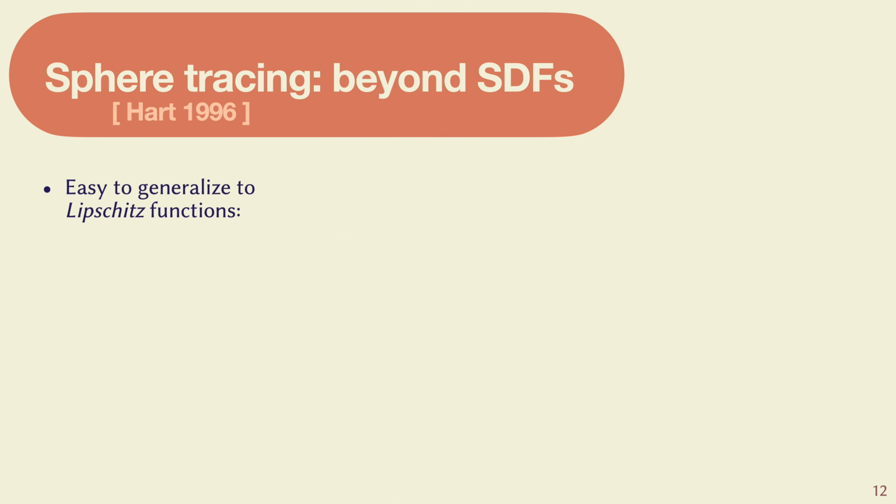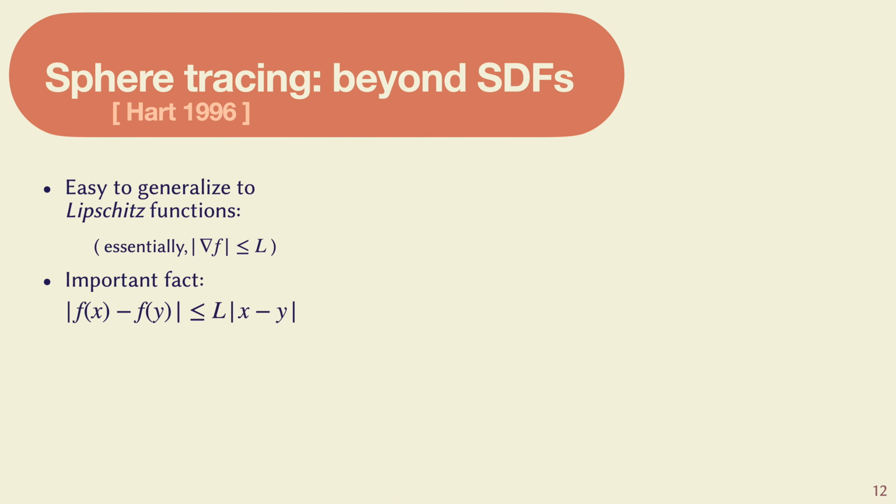And it turns out that it's easy to generalize sphere tracing beyond signed distance functions to a broader family called Lipschitz functions. You can think of these as functions whose gradient is always smaller than some constant L, called the Lipschitz constant. And the important fact about Lipschitz functions is that the difference in value between 2 points can never be more than L times the distance in space between those points. So knowing the value of the function at a point provides a conservative bound on the distance to any other level set, which is exactly what we needed to run sphere tracing on these functions.